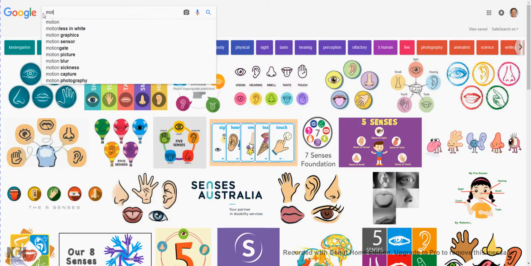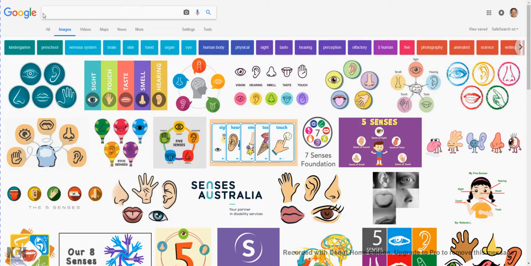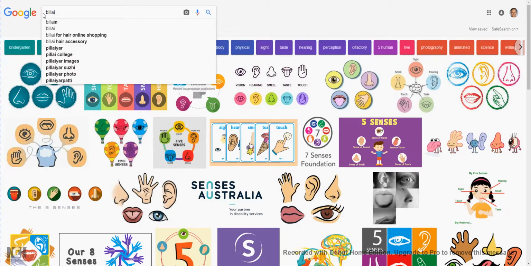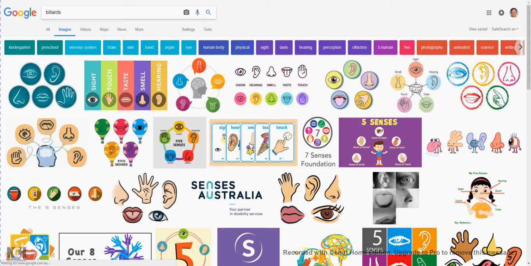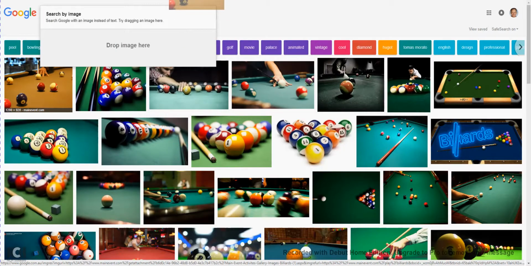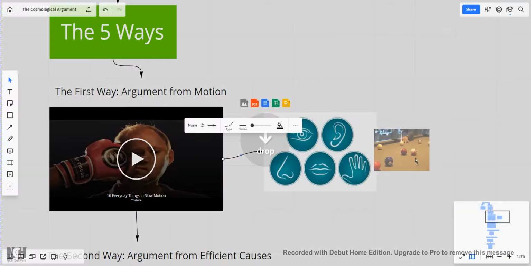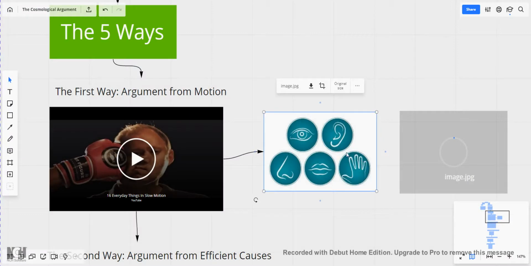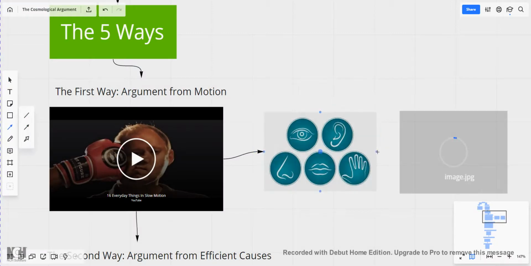Motion. I like the billiard ball example. We all know when the white cue hits that other ball, it's going to make it move, but for the moment, it's still. So we're going to just map things out this way.